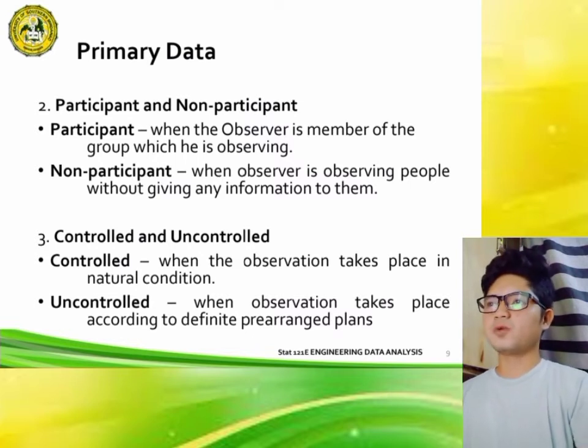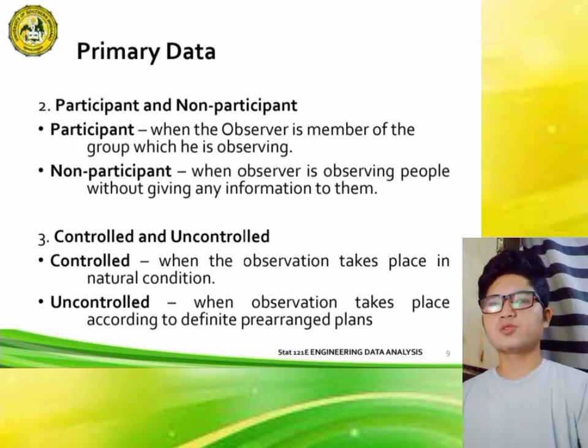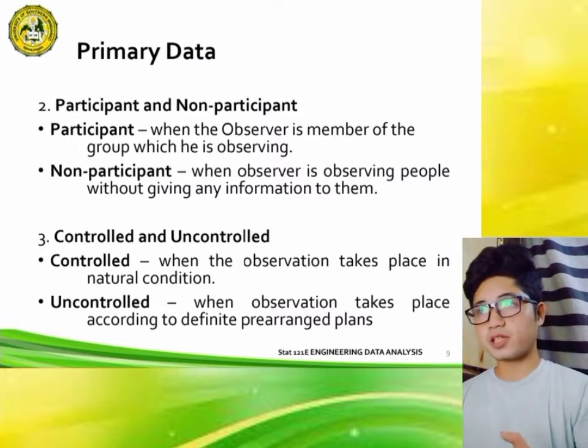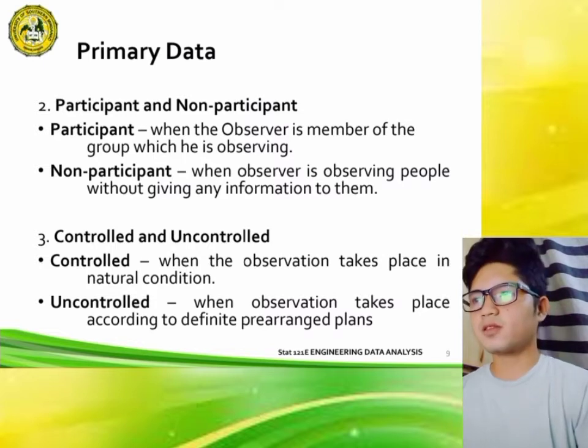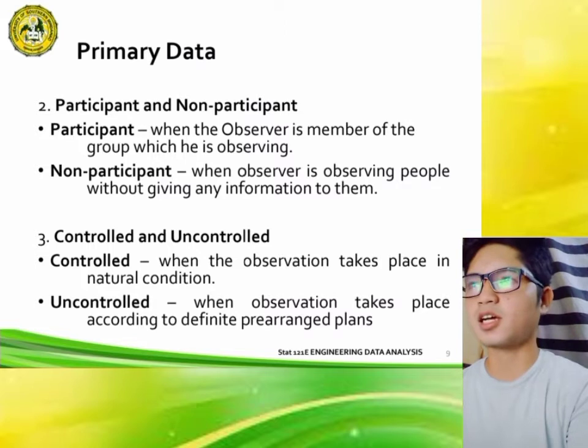And then the third one is we have controlled and uncontrolled. So controlled, when the observation takes place in a natural condition. So yun yung kung paano yung ine-expect nila na condition ng isang place. And then the next one is uncontrolled, when observation takes place according to definite prearranged plan. So ito yung mga hindi nakaplano, so kaya nga siya uncontrolled.